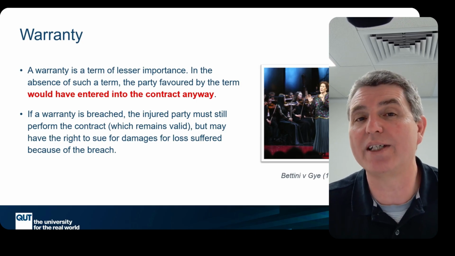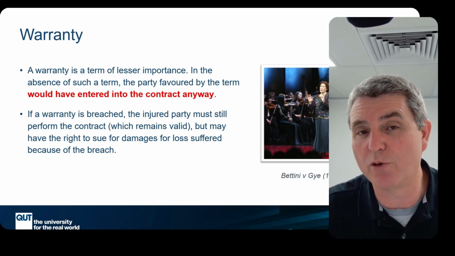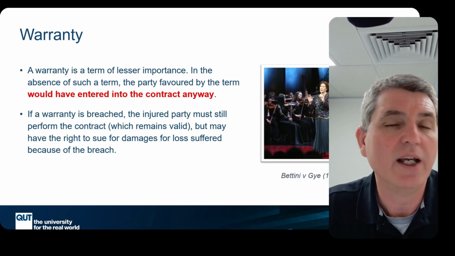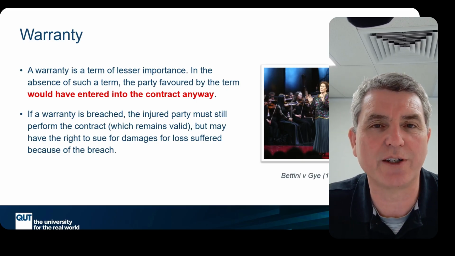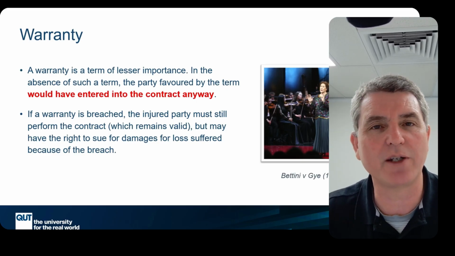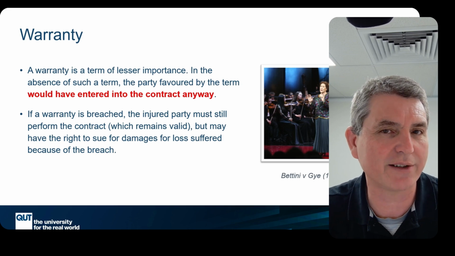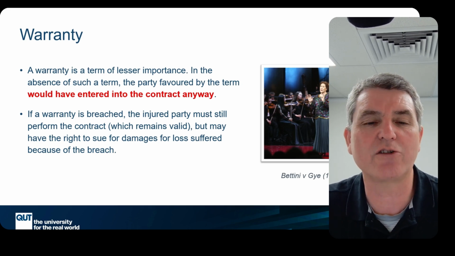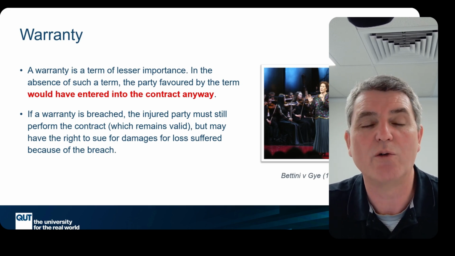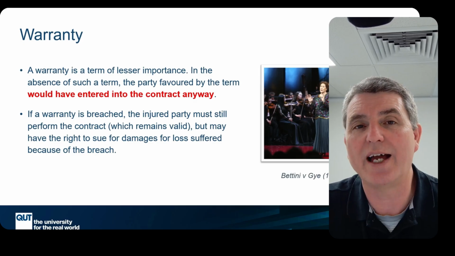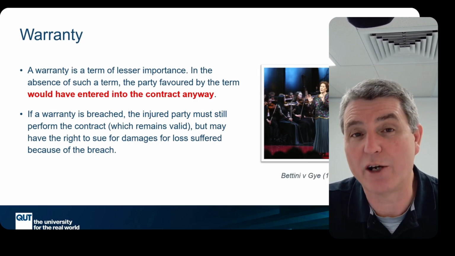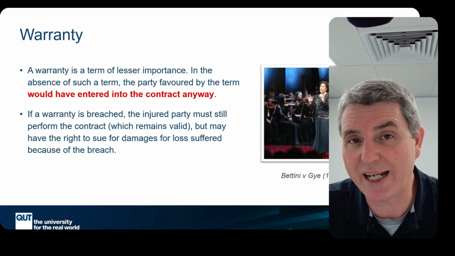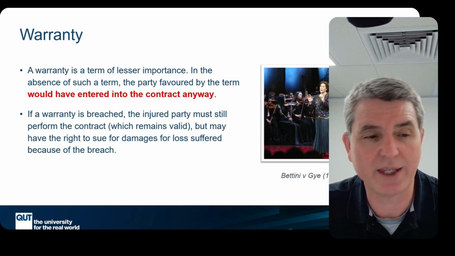But when the opera singer didn't turn up to all the rehearsal sessions that they'd said they would, it wasn't a breach of condition. That wasn't essential to the contract. What was essential was that they turned up to the performances, not the practices. And so in this case, they said not turning up to all the practices was a breach of warranty. And as a breach of warranty, the injured party could only get damages. They couldn't get out of the contract with the other party.